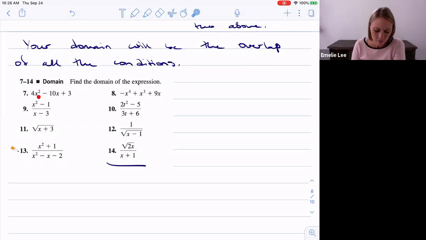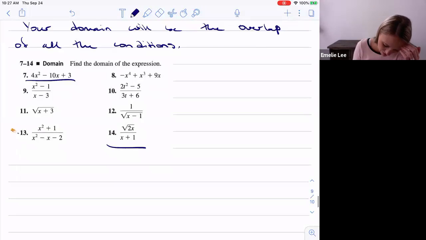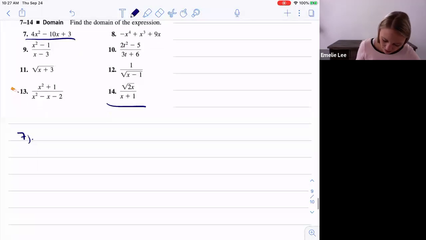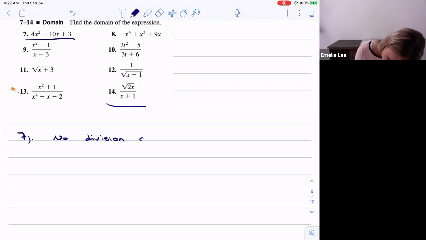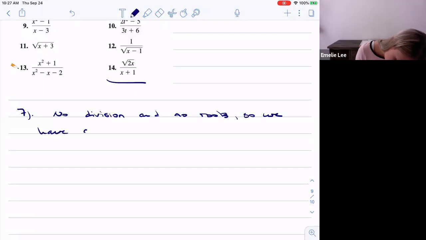So for 7, things I'm looking out for, I'm not dividing anything, so okay, that's all right. There's no constraints on it yet. I don't have a square root, right? And so here, the domain would be just any number, so the set of real numbers. Let's just do 7. 7, there's no division and no roots. So we have no constraints.